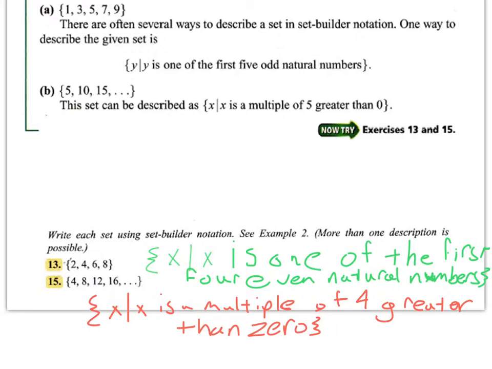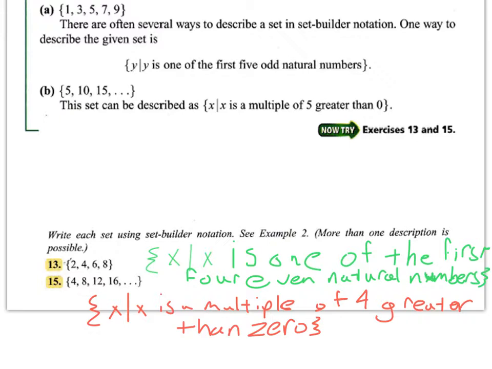So for the 2, 4, 6, 8, one way you can do that is to say the set of all elements x such that x is one of the first 4 even natural numbers. Now with evens, you can also say multiple of 2, although, again, then you gotta somehow limit it. So that multiple works really well when you're just talking an indefinite set, but with this one, since it's finite, it's a little bit easier just to do one of the first 4 even natural numbers.